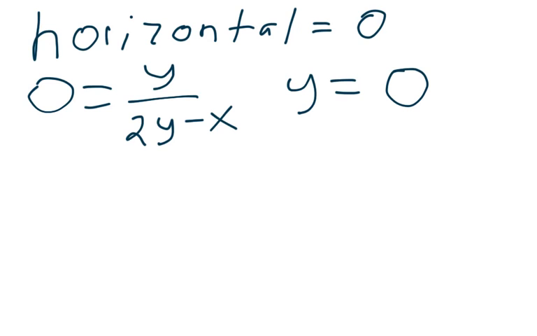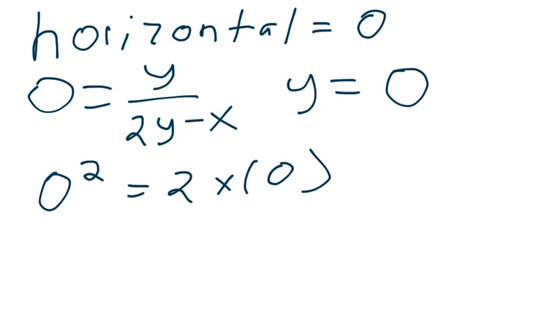We're going to put the y value of 0 into the original equation, which gives us 0 squared equals 2 plus x times 0. That's going to give us a grand total of 0 equals 2. But we know 0 does not equal 2, so it cannot happen. So there are no points for a horizontal line.